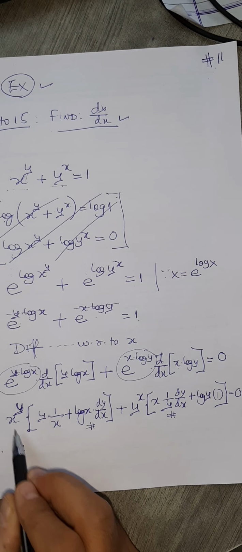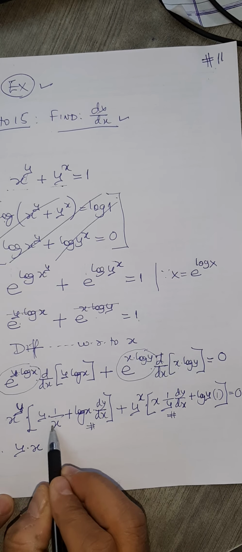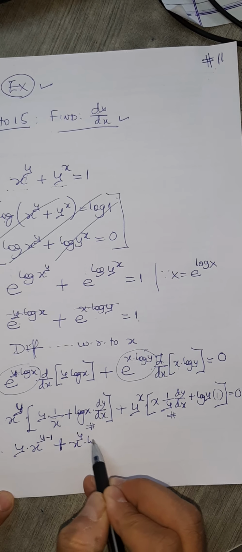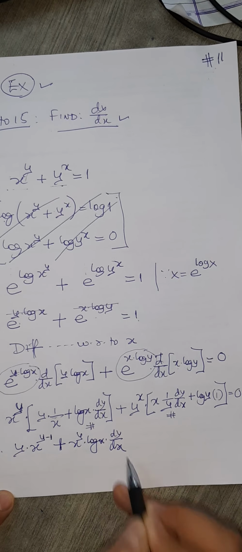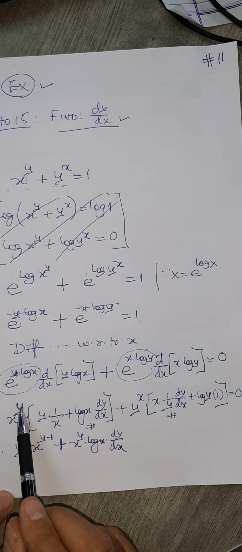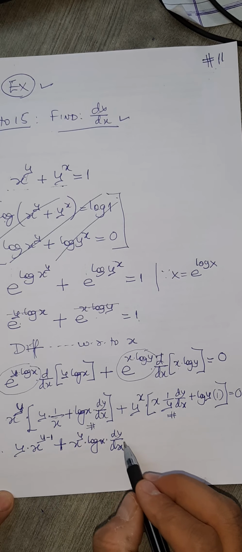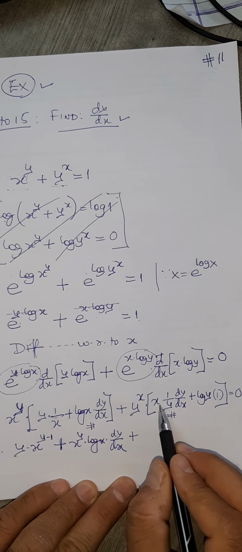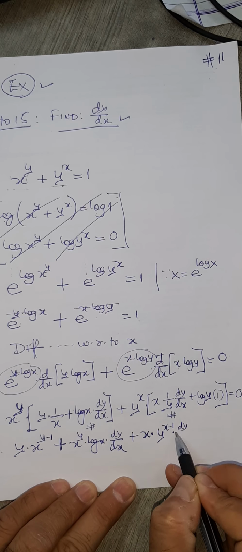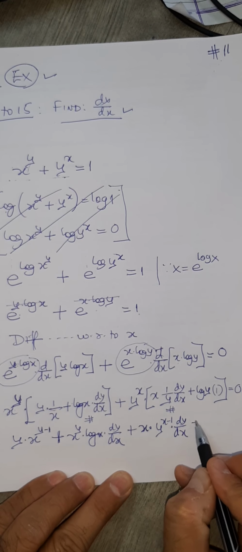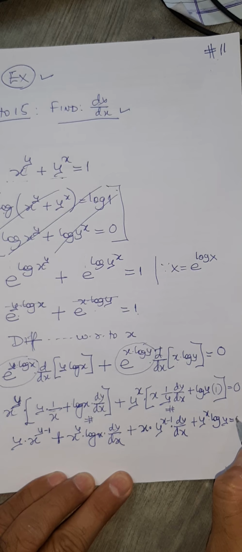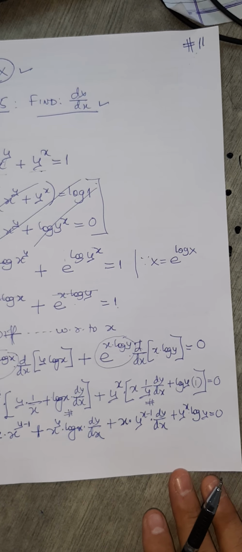If I open the bracket, y into 1 upon x, so 1 less power, x raised to y minus 1, plus here x raised to y into log x into dy by dx. y as it is, here x raised to y upon x, so here total power is y minus 1. x raised to y log x as it is dy by dx plus, come to this, here x as it is, here y raised to x upon y, so y raised to x minus 1 into dy by dx plus here y raised to x into log y equals to 0 here.